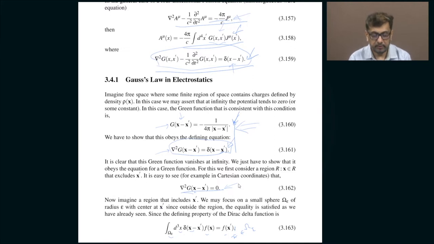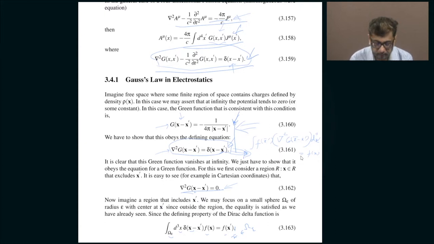So, we have to be careful. The question is, how do you do this carefully? How do you do del squared g carefully? See, the answer is the following. What we do is we note that this is just a shorthand for writing something which is more mathematically rigorous. What this really means mathematically is that this is f of x dash, del squared g of x minus x dash, d cubed x dash, and that is basically equal to f of x. That is what this means, strictly speaking.